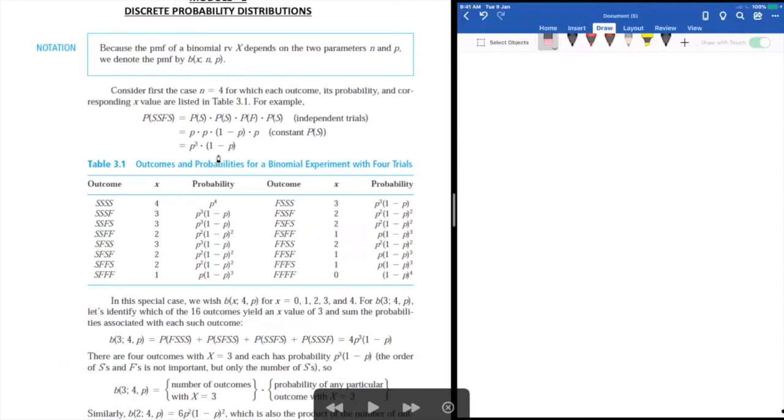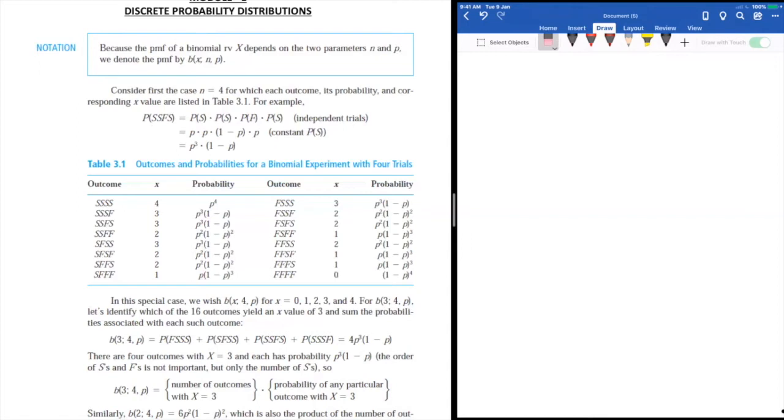Consider tossing a coin 4 times. Now the question is, what is the probability of getting the first trial as success, second trial as success, third trial as failure, and last trial as success? The probability of getting success, success, failure, success is equal to p cube into 1 minus p. In this particular case, the probability of success is equal to 1 by 2, since we are tossing a coin.